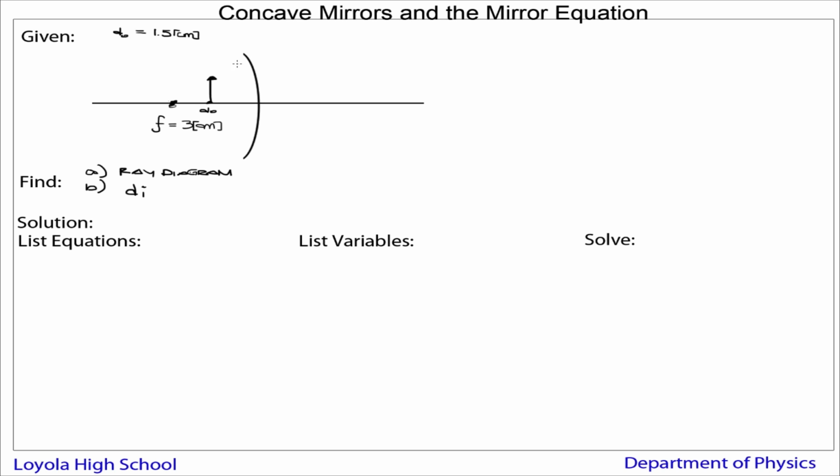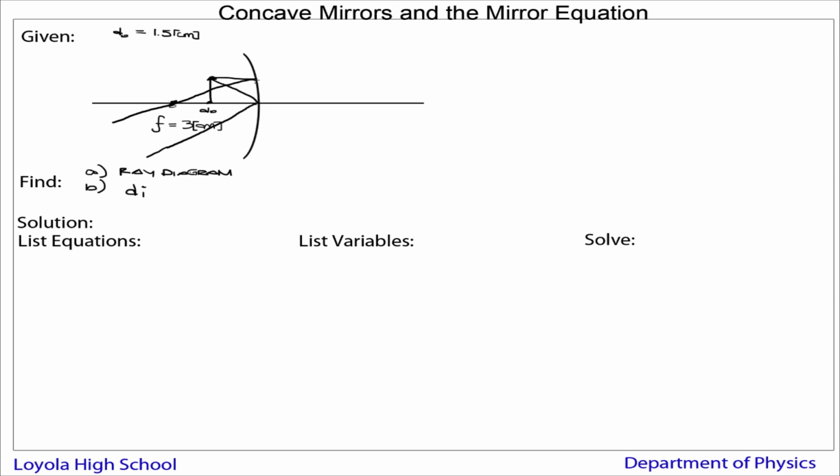So a light ray comes in, hits the top of this arrow, and one of those will reflect parallel to the axis here. And we know that that light ray, when it reflects, goes to the focal point, right about here. Another light ray hits the tip of this arrow, hits the center of the mirror and reflects at the same exact angle. So I'll draw it down here like this. And if you notice, these two light rays, if I extend these, will never meet. They're going to diverge.